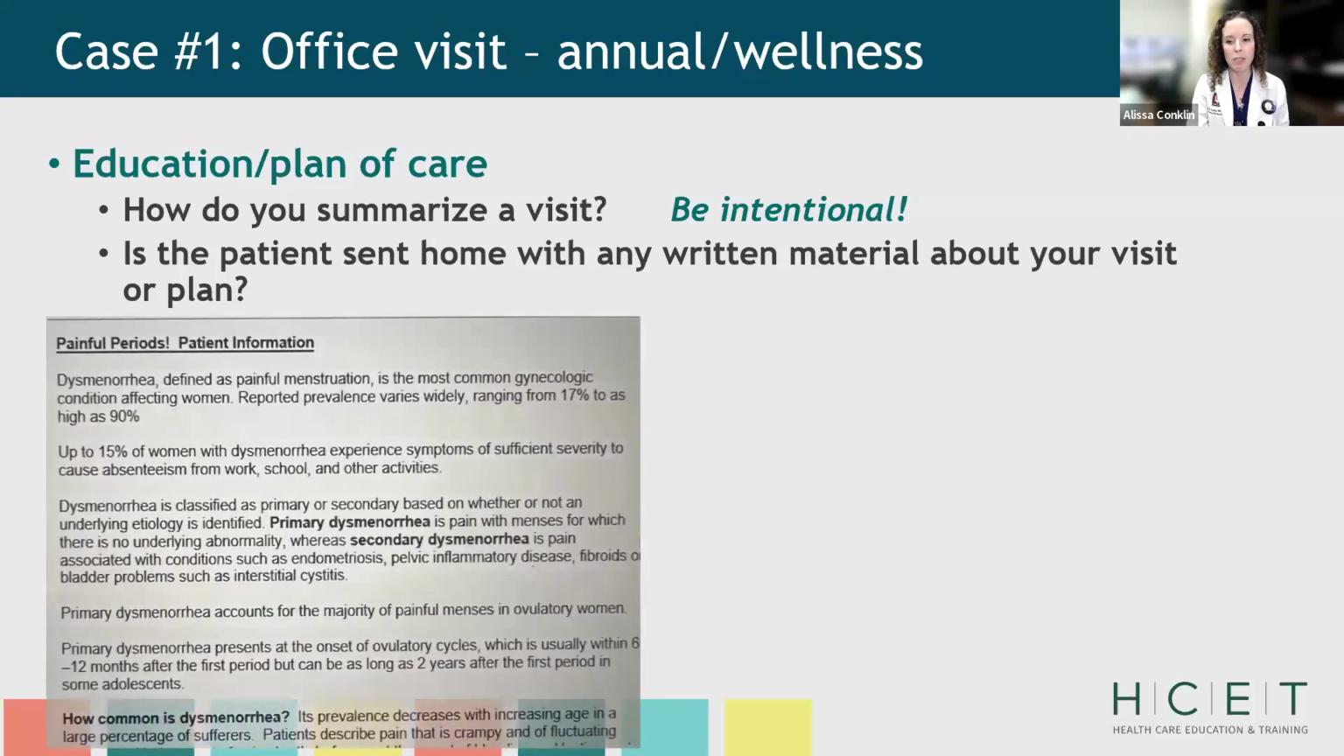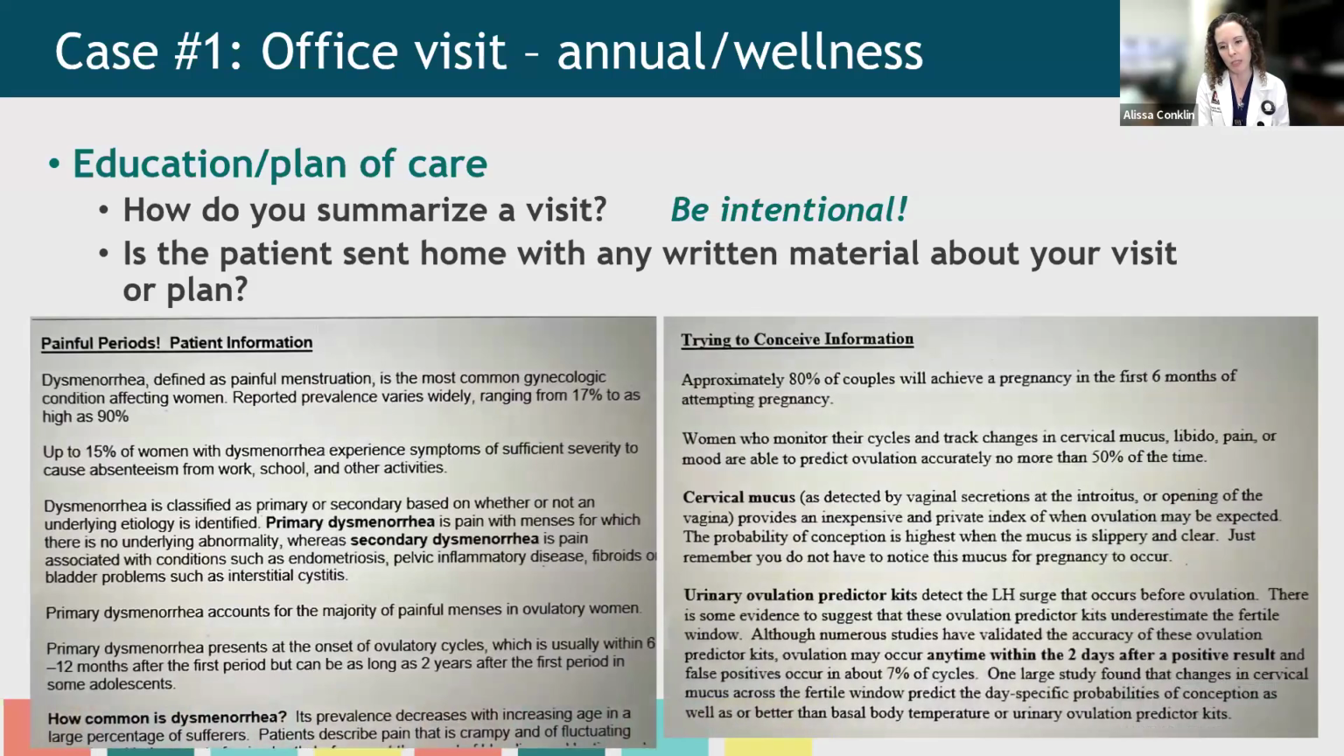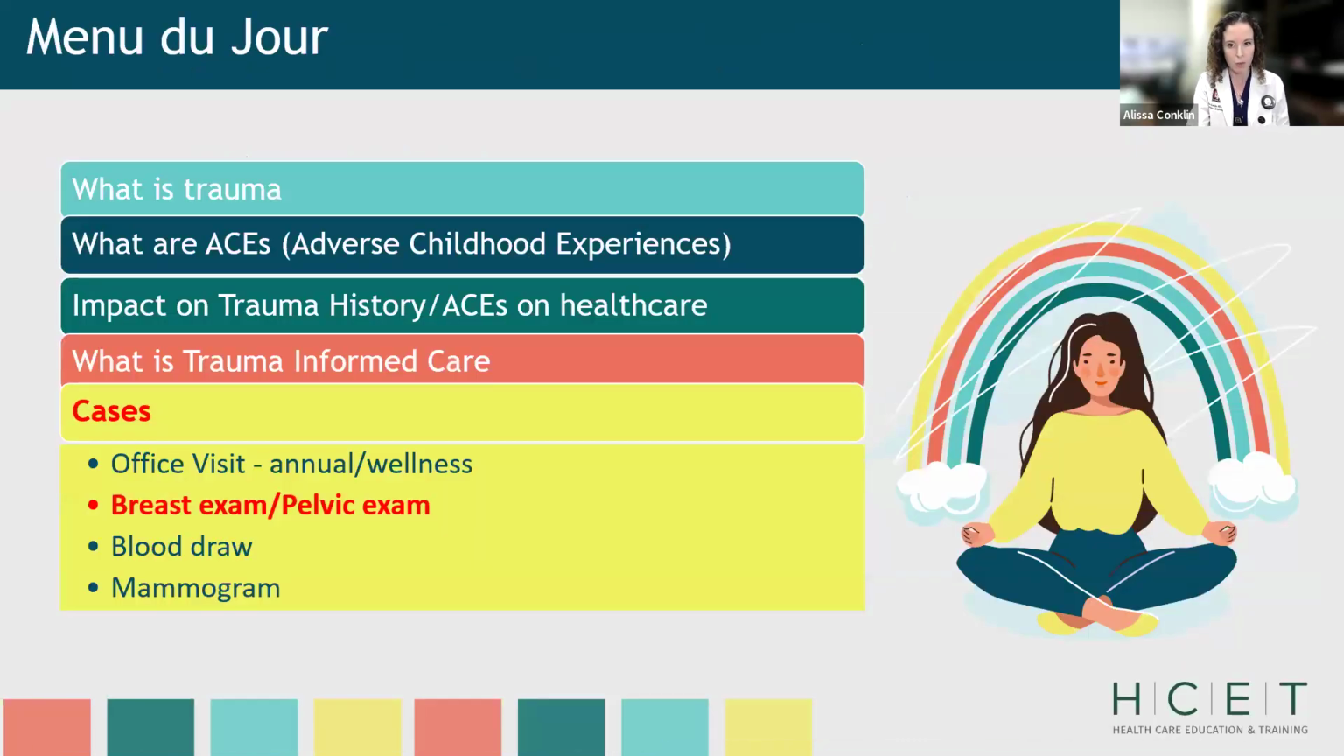Here are some pictures of various educational dot phrases I share with patients. In the EHR, I can simply type dot dysmenorrhea or dot infertility, and boom, all of this text shows up in their after visit summary. So now let's move on to our second case, the breast and pelvic exam. These are way more intimate in nature than just a routine listening to the heart and lungs, right?